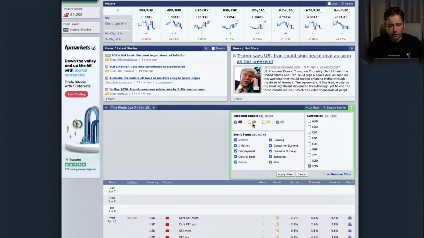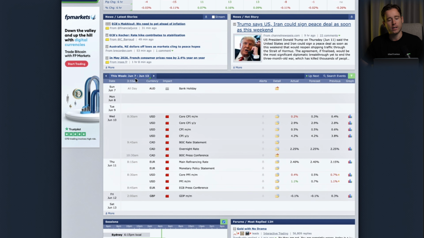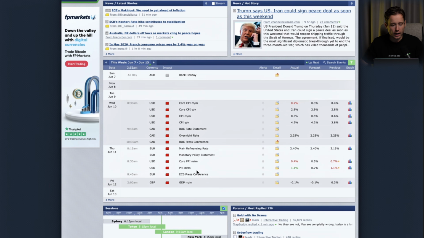You can filter on the red folder, the orange folder. And I always do the red folder and the gray folders. Gray folders are bank holidays. And you can turn the currencies on and off. Let's say you want to do only red folders. Then the time of the recording is June. So you'll see that we have CPI week.